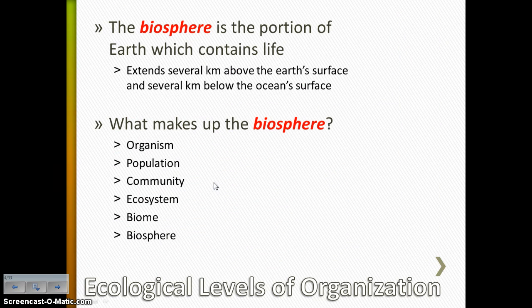Okay, the biosphere is about several kilometers above the Earth's surface and about several kilometers below the ocean's surface. So basically, the biosphere is the place on Earth where you have life. So the biosphere is made up of smaller ecological levels. So going from smallest to largest, that would be the single organism, and then a population, and then a community, and then an ecosystem, and then a biome, and then all the biomes together make up the biosphere.